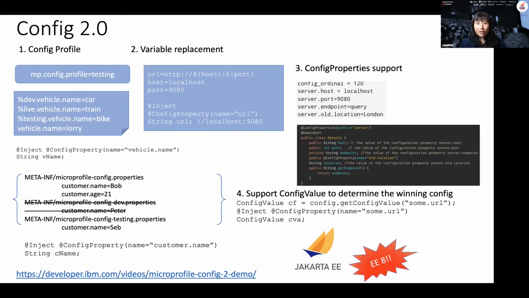So this provides a way to aggregate related config properties into an object. The other thing is that it also provides a way to figure out which config source supplies the winning value. If you want to override a particular property, you may have quite a few config sources, and you don't know which config source the value is from. You can directly either inject the config value or use a program to look up config.get config value.